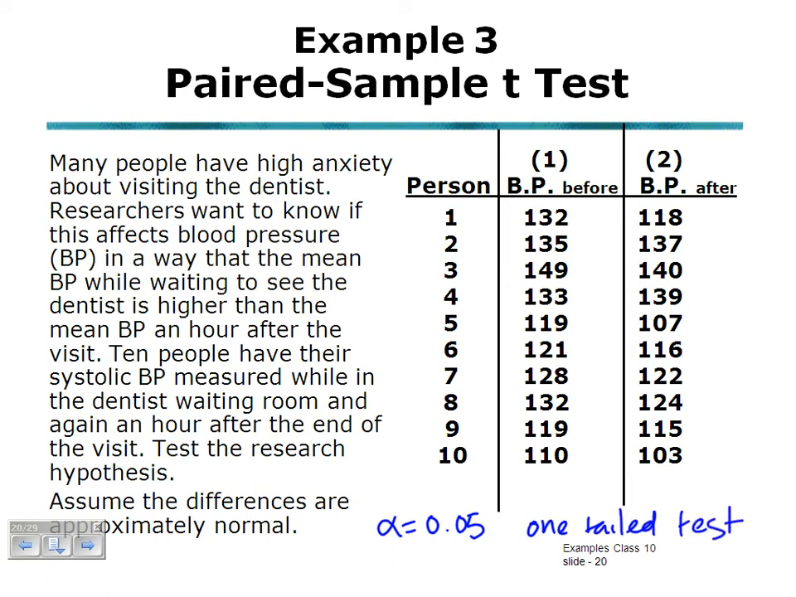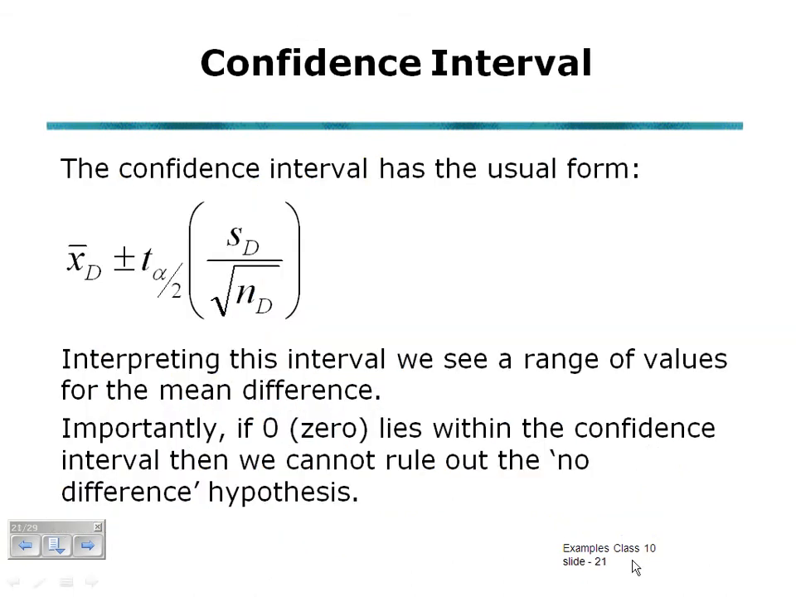Now, if we're doing a paired sample t-test, we have a related confidence interval. And that confidence interval would look like mean difference plus or minus critical t value multiplied by standard error. So mean difference plus or minus critical t multiplied by standard error. And recall that when we have a confidence interval, our decision here is to find out whether 0 for the mean difference lies in the confidence interval or not.